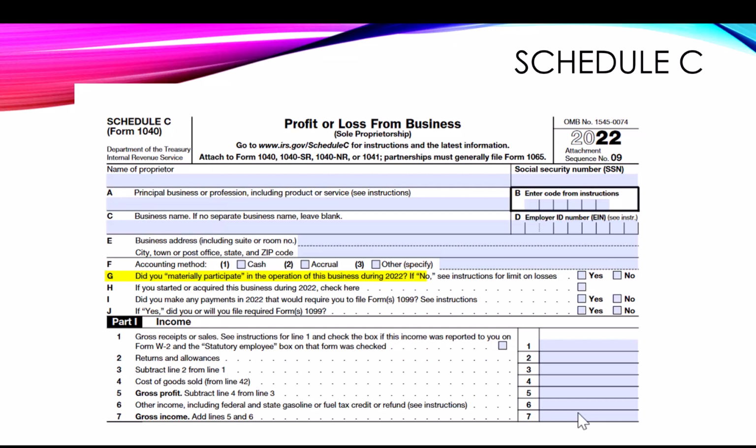This question is specifically getting at the notion of whether you are actively engaged in making the money that the business is generating. As we scroll down, Part 1 asks questions regarding the various types of income that are generated from the business. So it wants to know, what are your gross receipts and sales? What were your returns and allowances? What was your cost of goods sold? And that gives you your starting point of your gross profit from the business. Then it asks about any other type of income before arriving at the gross income that's reported on line 7.